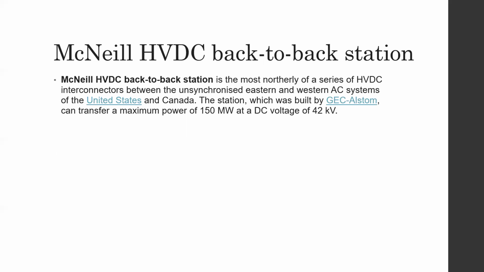McNeil HVDC back-to-back station. A back-to-back station is a series of HVDC interconnectors between the unsynchronized eastern and western AC systems of the United States and Canada. It connects the power grids of the Canadian provinces of Alberta and Saskatchewan. The station was built by GEC Alstom and commissioned in 1989 with a power capacity of about 150 megawatts at a DC voltage of 42 kilovolts.